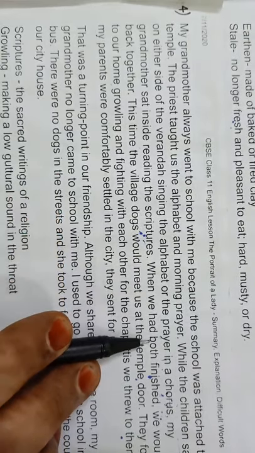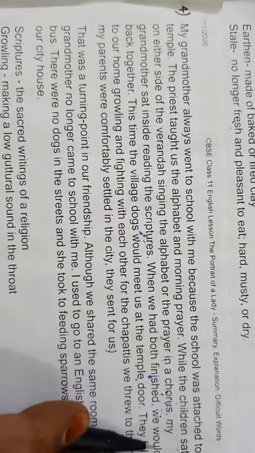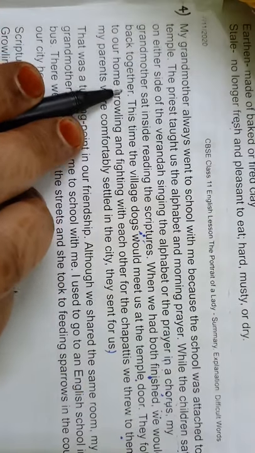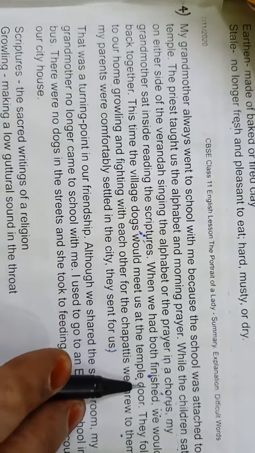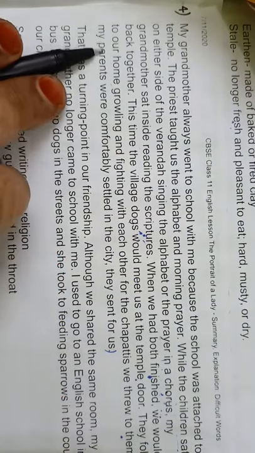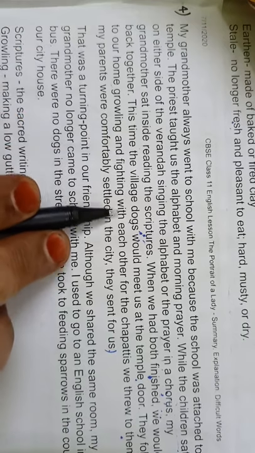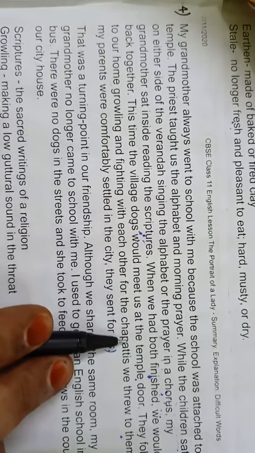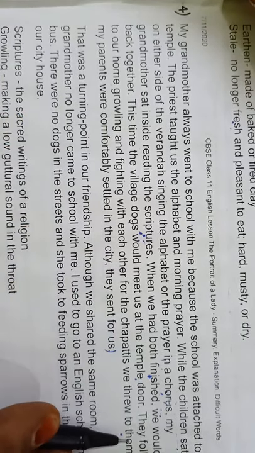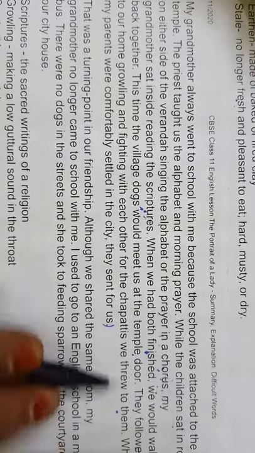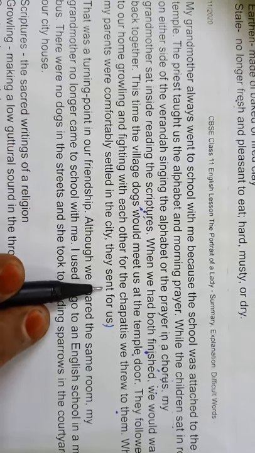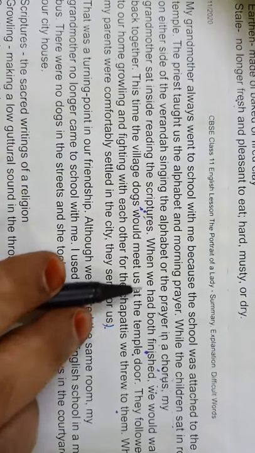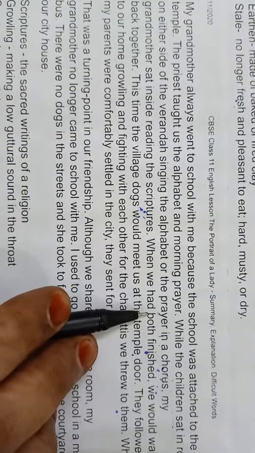When we had both finished, we would walk back together. This time, the village dogs would meet us at the temple door. They followed us to our home, growling and fighting with each other for the chapatis we threw to them. Now, when my parents were comfortably settled in the city, they sent for us. Now, what happened next? What does the author say after that?